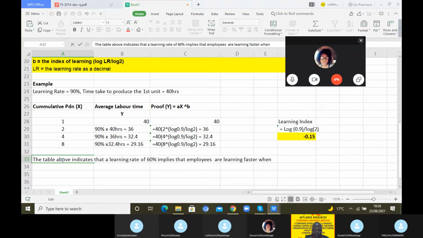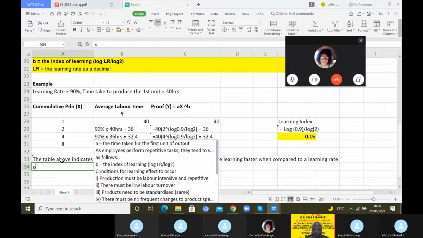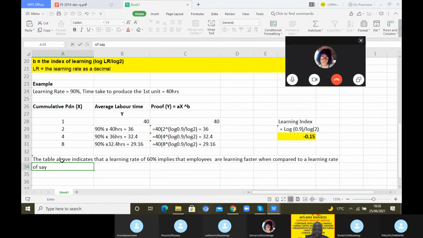Employees are learning faster compared to a learning rate of, say, 90%. So if you are learning at 60%, you're actually learning faster because it means you are taking 60% of the previous time. So you are actually learning faster than someone who is learning at 90%. That's what you can deduce from the table above.